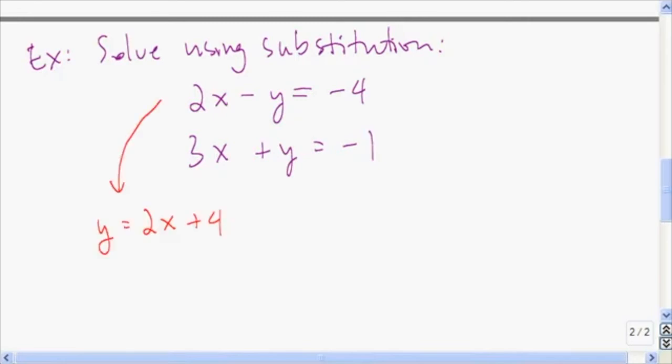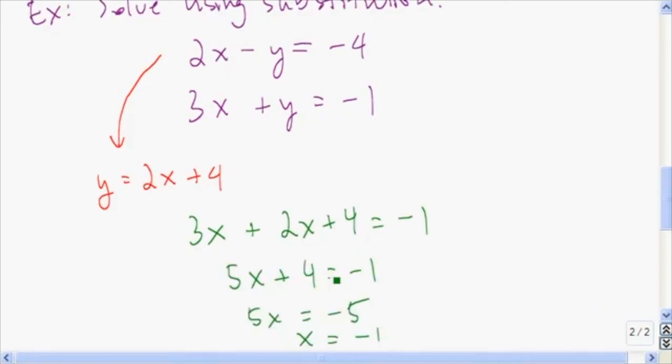All right, so while there are a few possibilities of where to start, I'm going to go ahead and start by isolating y in equation 1. So we get y equals 2x plus 4. Then we will plug it into the y in equation 2. So we get 3x plus 2x plus 4 equals negative 1. And then we will solve this for x. So we get 5x plus 4 equals negative 1. Bring over the 4 to get 5x equals negative 5. Divide by 5 to get x equals negative 1.